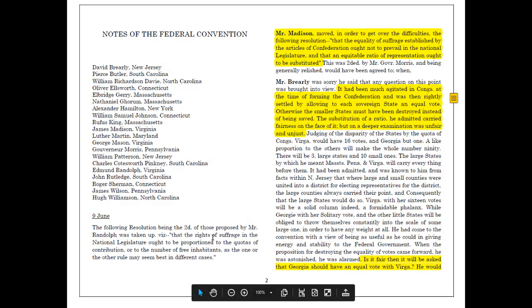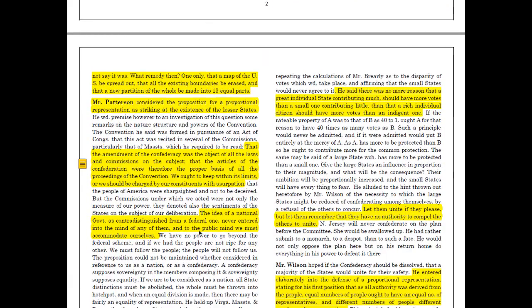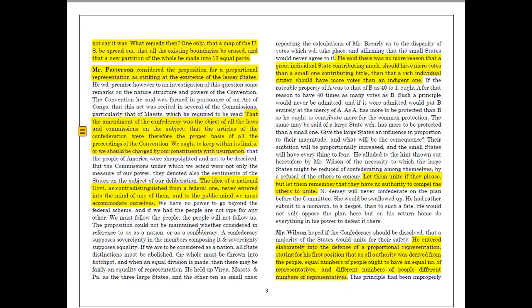Is it fair then, it will be asked, that Georgia should have an equal vote with Virginia? He would not say it was. What remedy then? Only that a map of the United States be spread out, that all existing boundaries be erased, and that a partition of the whole be made into 13 equal parts. Now, this is, of course, intended to be absurd, right? He's intending to point out, well, we can't have the kind of justice that you would propose.